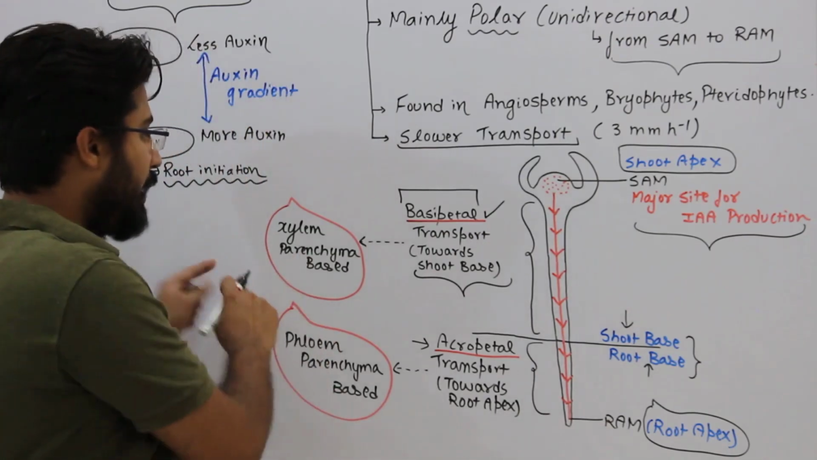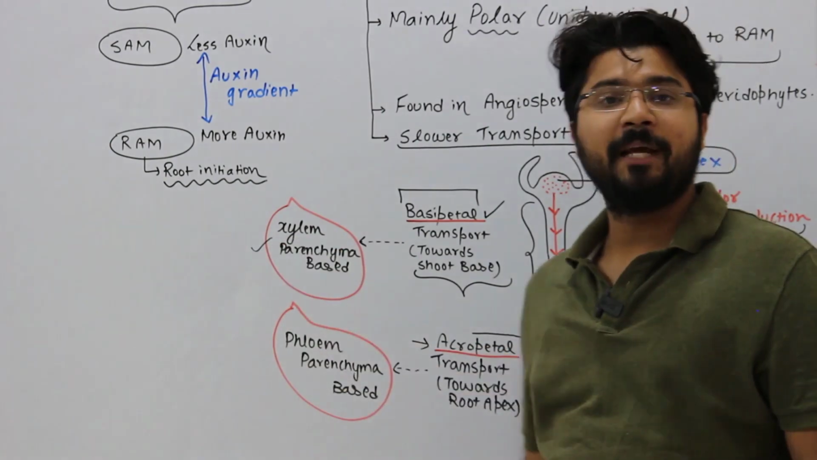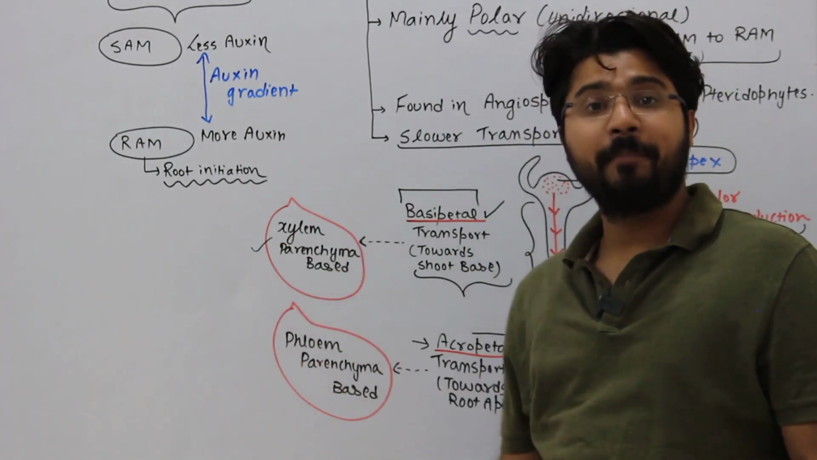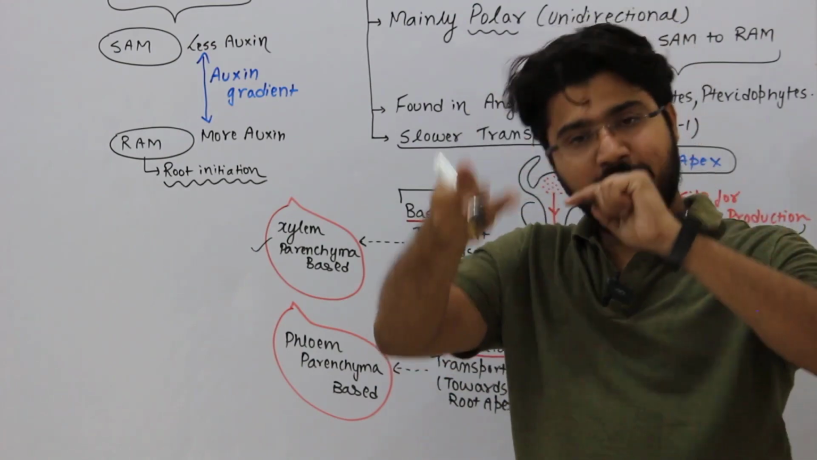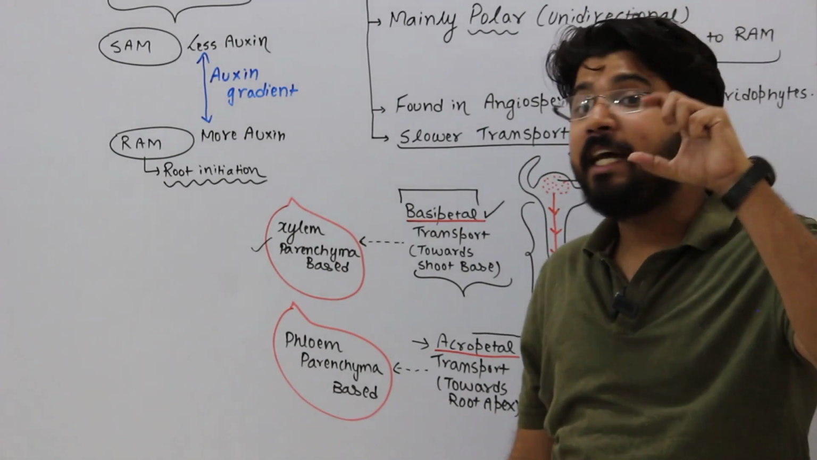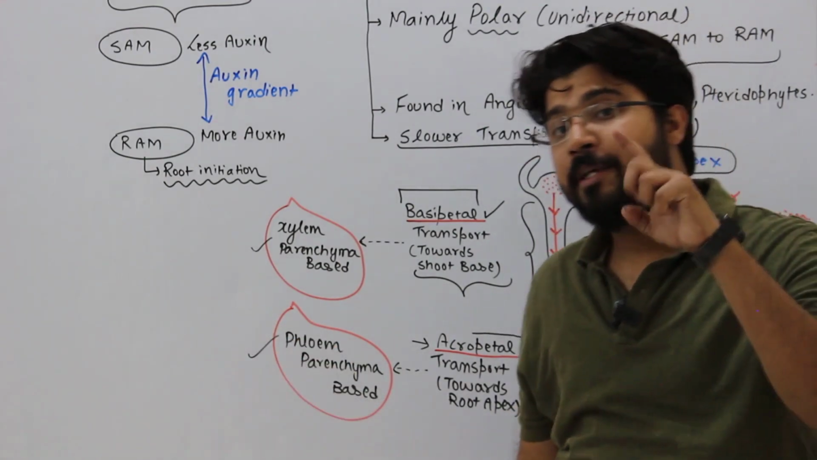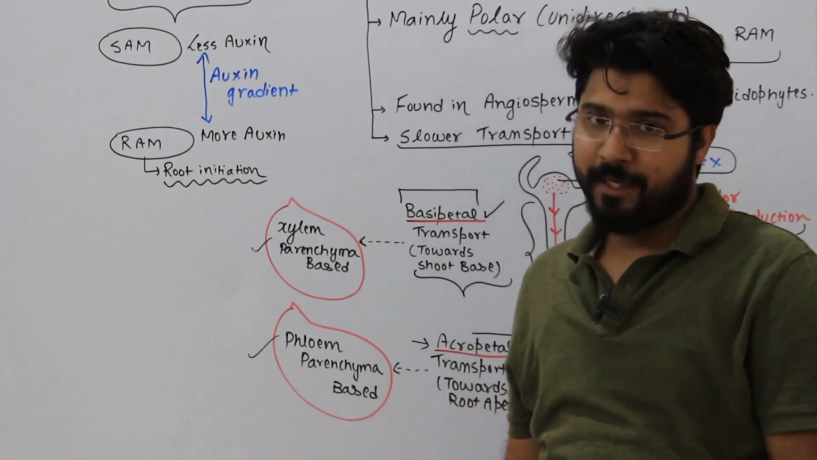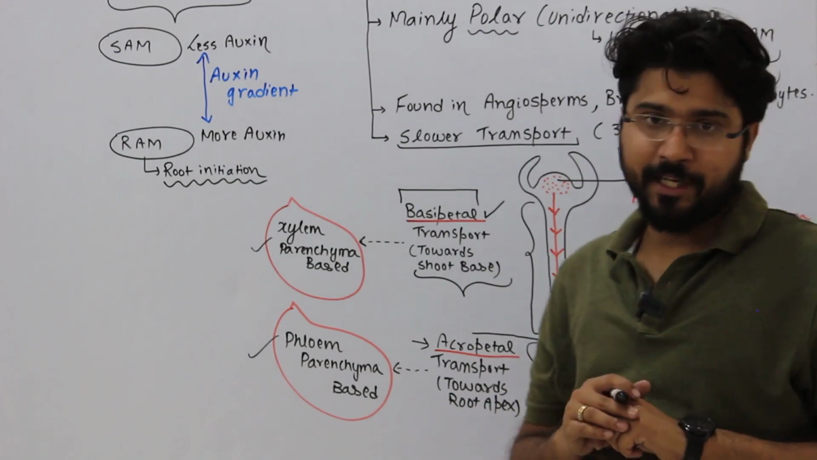Now I have clearly mentioned that the basipetal transport makes use of which type of cells? It is based on xylem parenchyma, meaning auxin moves from one cell, enters into another, enters into another, then effluxes. For this basipetal movement, xylem parenchyma is used. And the movement below ground is based on which type of cells? Phloem parenchyma cells. This can be a definite question. So this is a unidirectional transport.